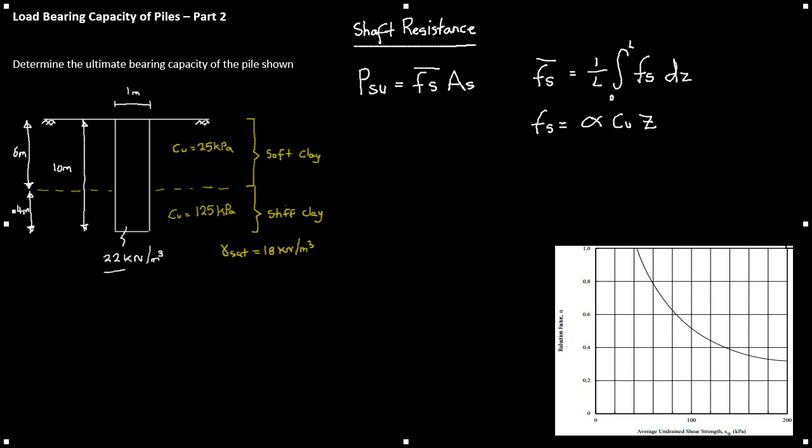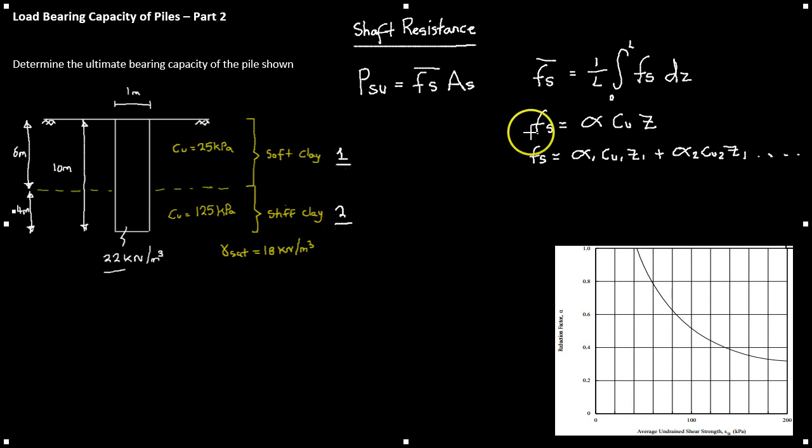Now alpha is a reduction factor and is dependent on the value of Cu, the undrained shear strength for the clay in question. But we need to remember we have two layers that the shaft surface area of the pile is in contact with in this problem, so we need to consider both, and that's simply a case of Fs equaling alpha 1 Cu1 times Z1 plus alpha 2 Cu2 times Z2, and this could go on for as long as we like, but we only have two layers to think about in this question, so it will stop here.